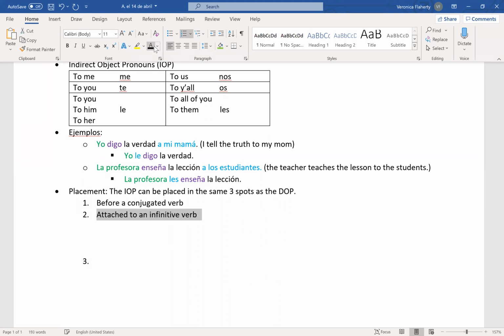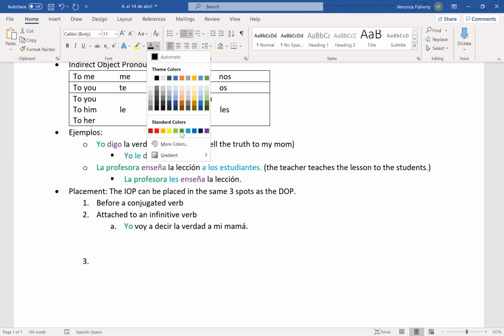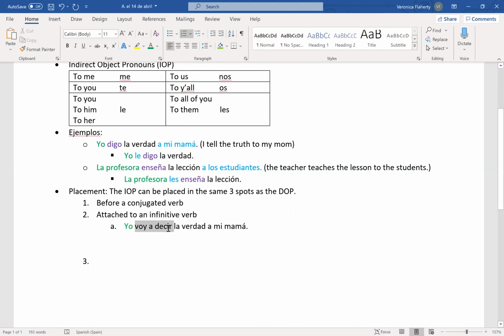We're going to look at the infinitive verb first. So attached to an infinitive verb. That means directly after the R. There's no space, it's the same word. So we have, I'm going to tell the truth to my mom. Where's our infinitive verb? Decir. So yo is still the subject. Our verb phrase has 3 words. Voy a decir. But decir is the infinitive verb. And a mi mamá is still the indirect object.